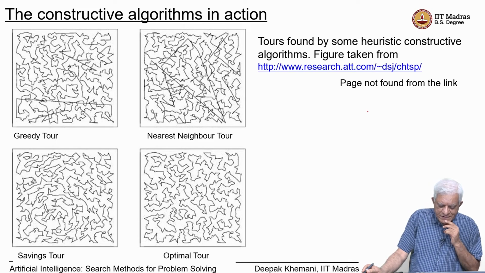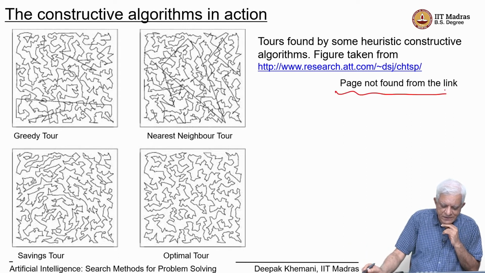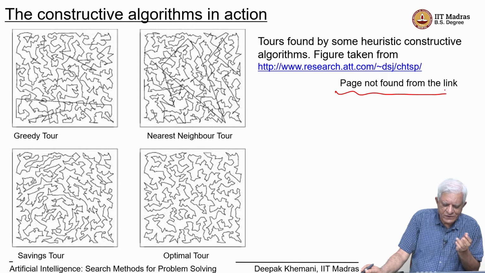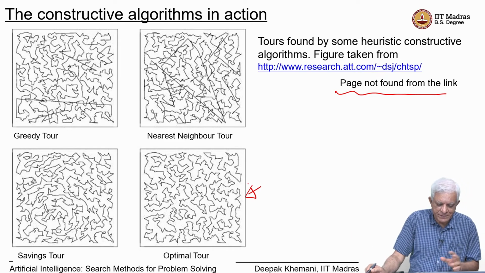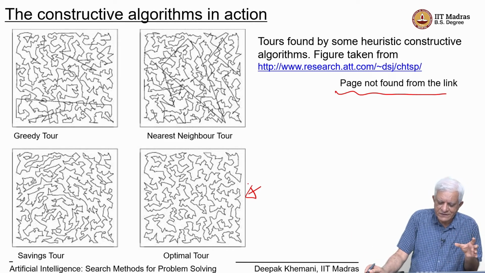So, this is something which I had downloaded from this website, but at the moment I could not find this link again. Anyway, this is a sample run created by these algorithms: the greedy tour, the nearest neighbor tour, the savings tour, and also we have the optimal tour essentially. So, you can compare how the different greedy approaches perform with respect to the optimal tour.